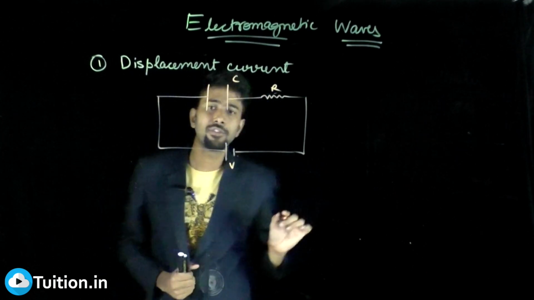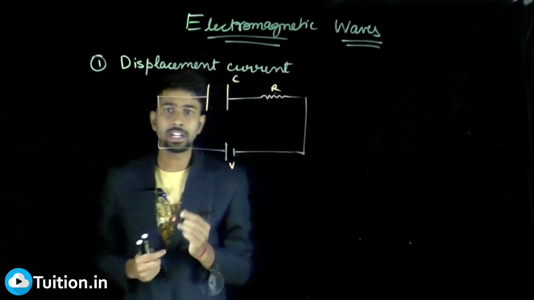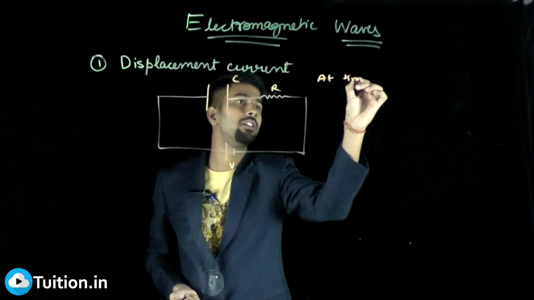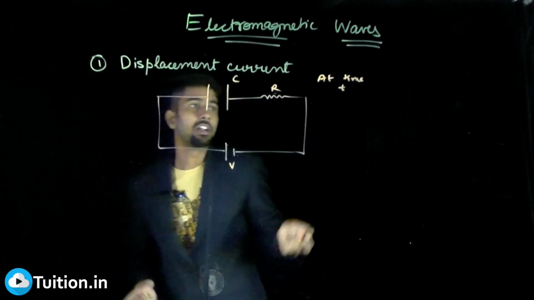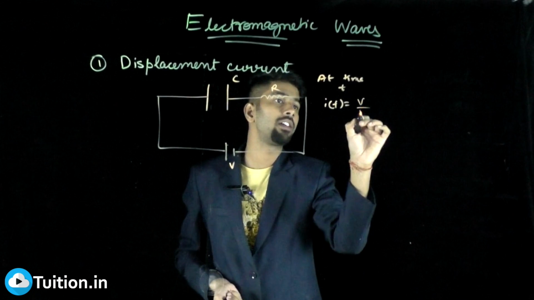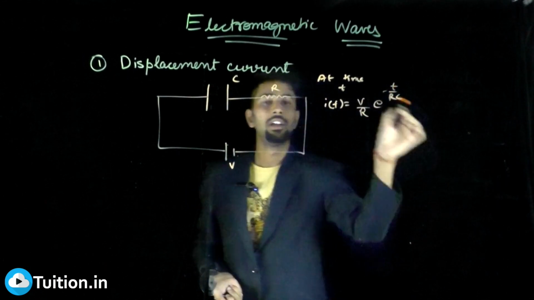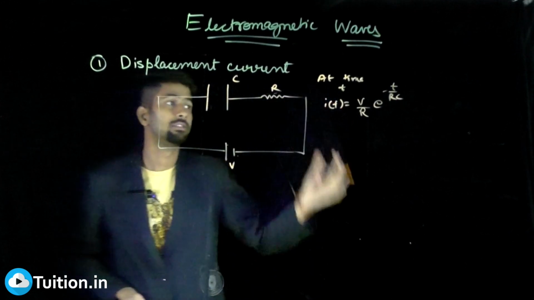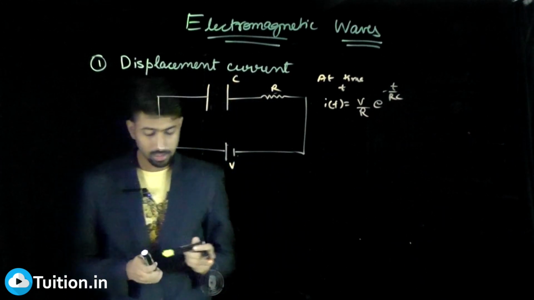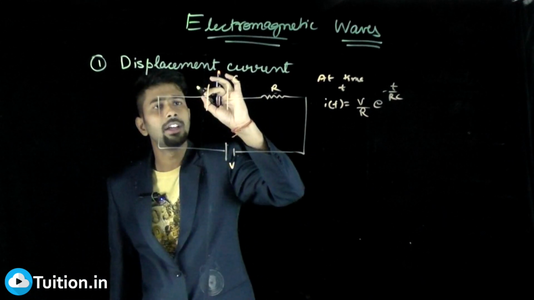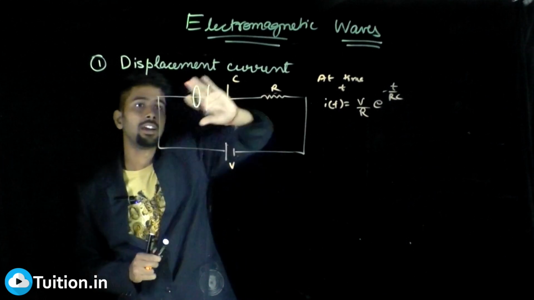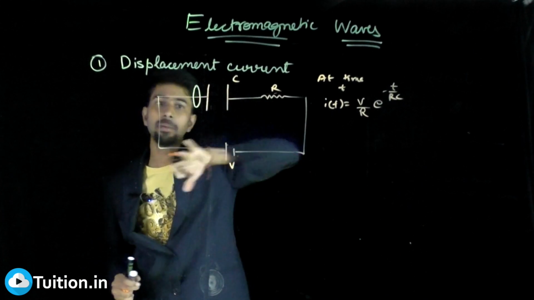So wherever there is current flow, we've already seen Ampere's law, and we can apply it. At a general time t, let the current be I of t. You already know what I of t is. It is nothing but V by R times e power minus t by RC, the formula from the RC circuit for a charging capacitor. Here I can take an open surface, which is nothing but this plane area, like this circle. Let this be my open surface here.